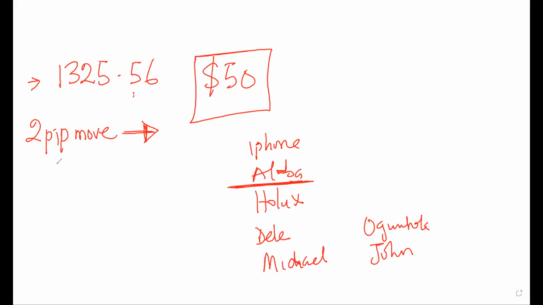So 2 pip move to the upside will be what? 1325.76. That is 2 pip move to the upside. Mr. Tolu, you're wrong. What you just literally did was 20 pips.